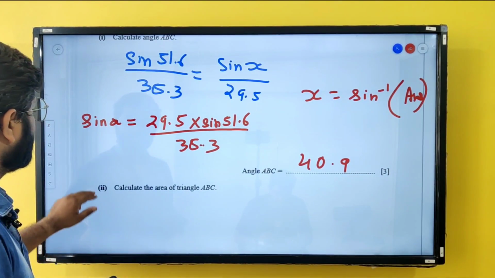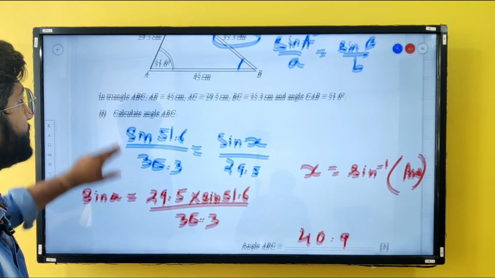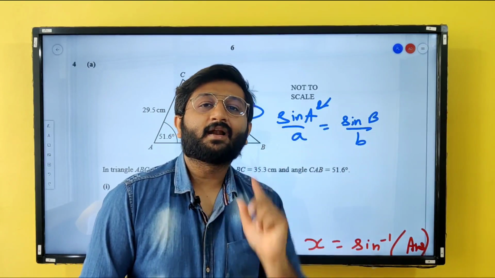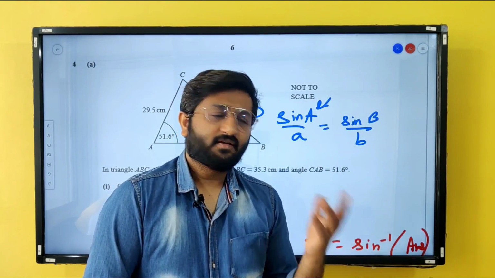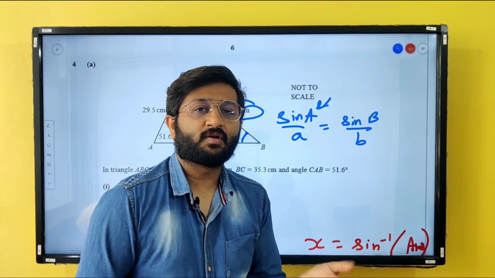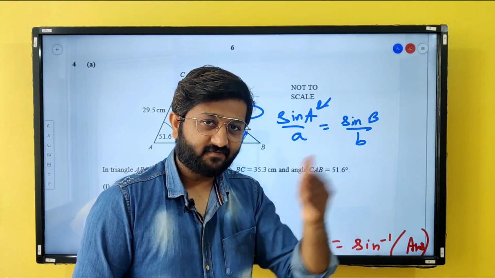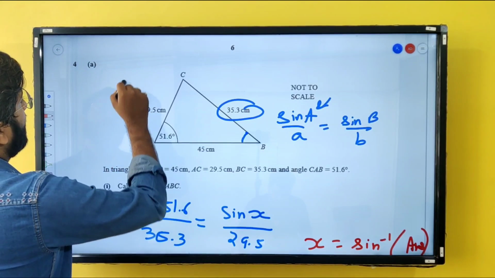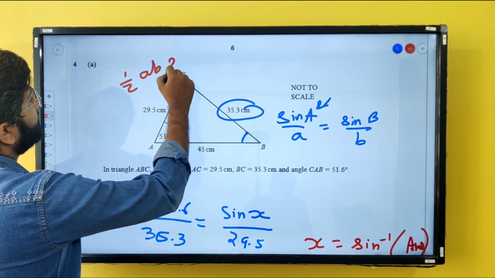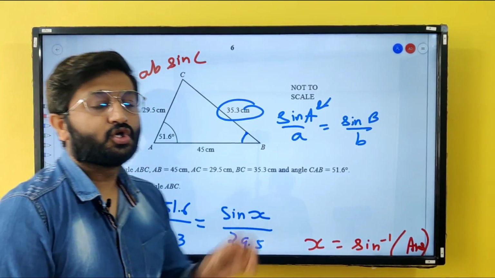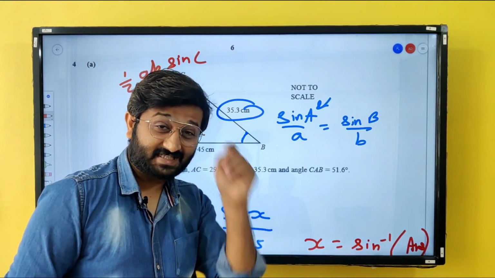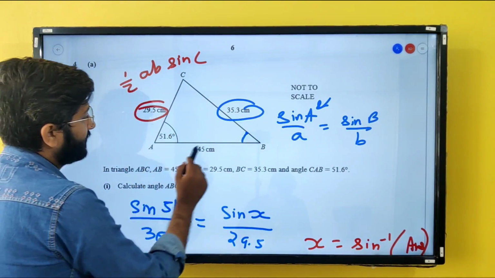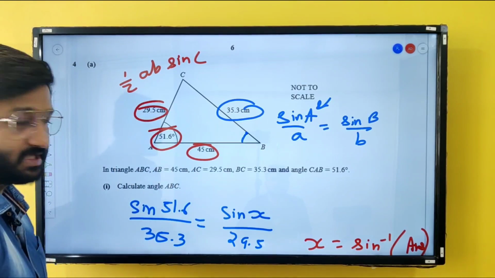Next, calculate the area of triangle ABC. So we know ABC is a non-right angle triangle. So we can easily find the area with the formula half ab sin C, where a and b are two adjacent sides and C is the angle between the two sides. So let's say this is my a, this is b, and this is my C.